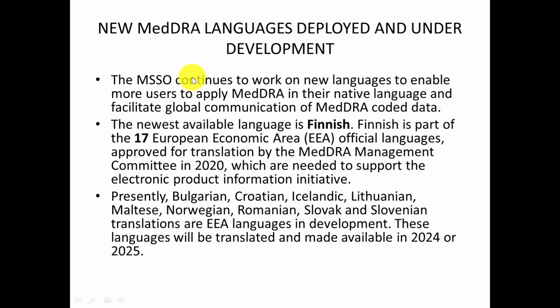Then this is just for our understanding. It's not that much required, just for our knowledge. The newest available language is Finnish. Finnish is part of the 17 European Economic Area official languages approved for translation by the MedDRA Management Committee in 2020, which need to be supported for the Electronic Product Information Initiative. Presently, Bulgarian and Romanian are in development, and these languages will be translated and made available in 2024 or 2025.